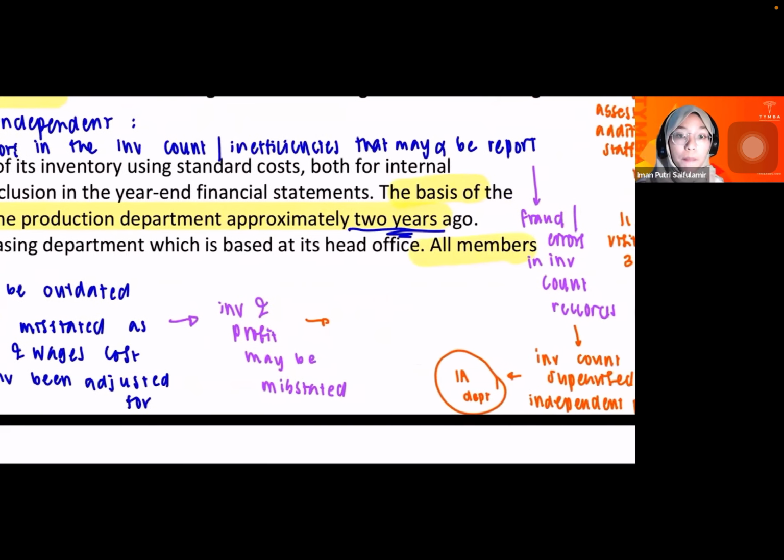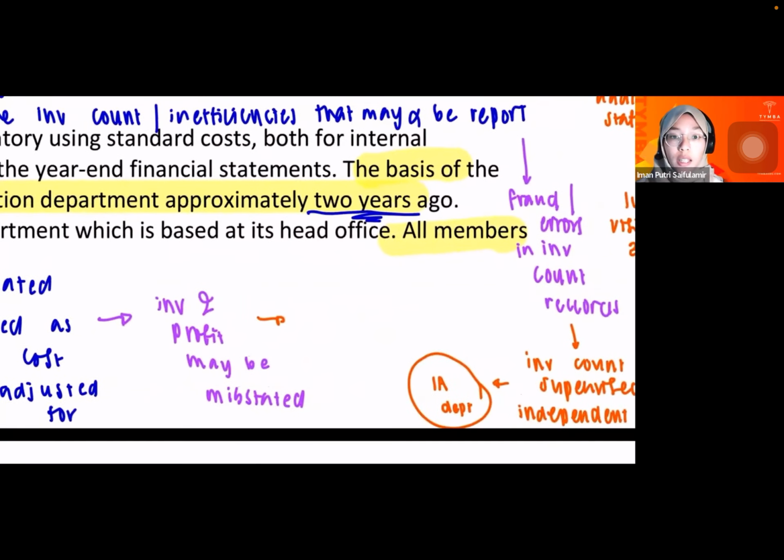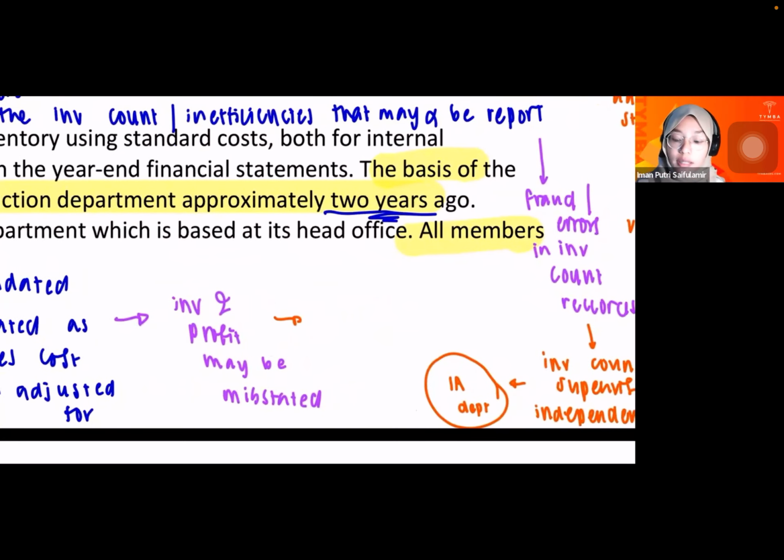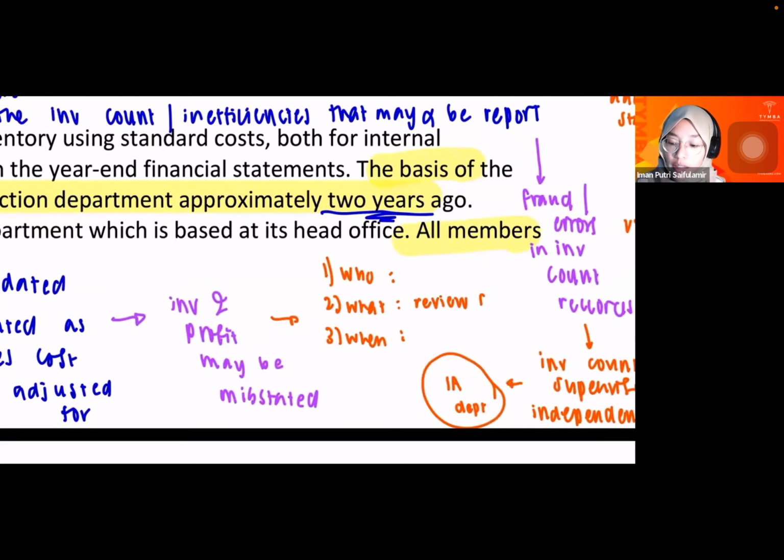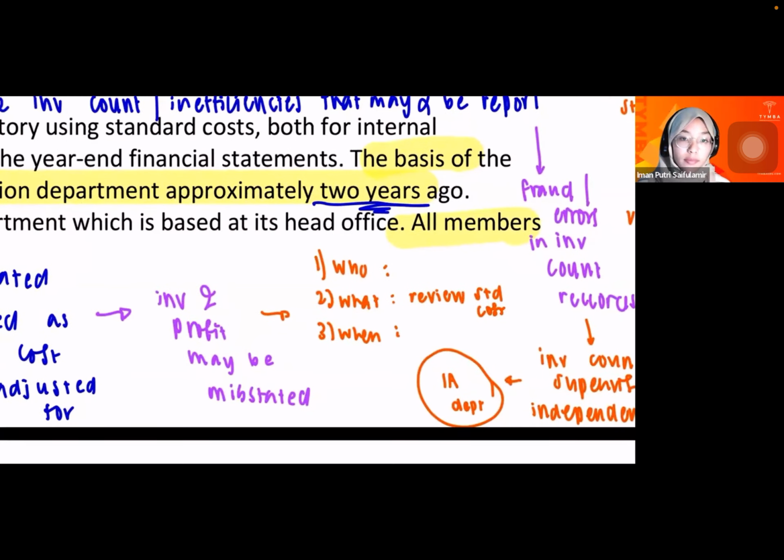So right now, basically, they have to make sure that this standard cost is being reviewed. So let's go, guys. First is who, what, when. Okay, who should be reviewing this? Right now we're talking about reviewing the standard cost, right? Who do you guys think should be reviewing this standard cost? Do you guys have any ideas?